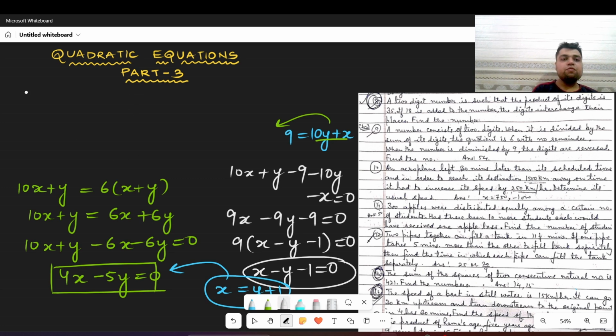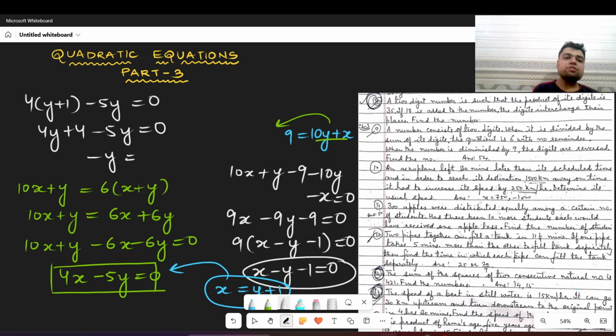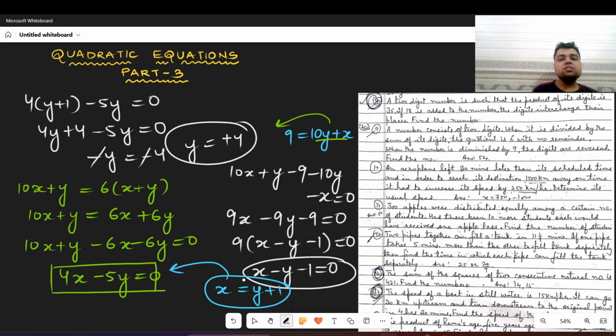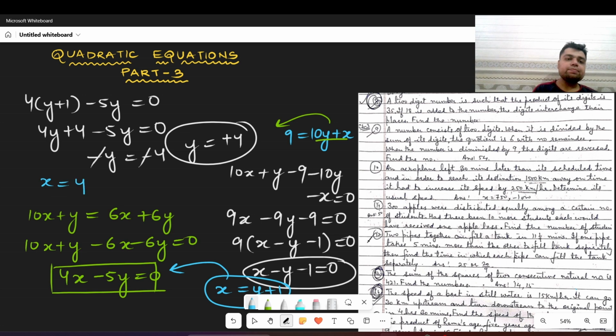4 times y plus 1 minus 5y is equal to 0. So 4y plus 4 minus 5y is equal to 0. Minus y will be equal to minus 4. Minus minus gets cancelled out. y will be 4. So x will be what? x is just 1 plus y, right? So x will be equal to y plus 1. That is 4 plus 1, 5.